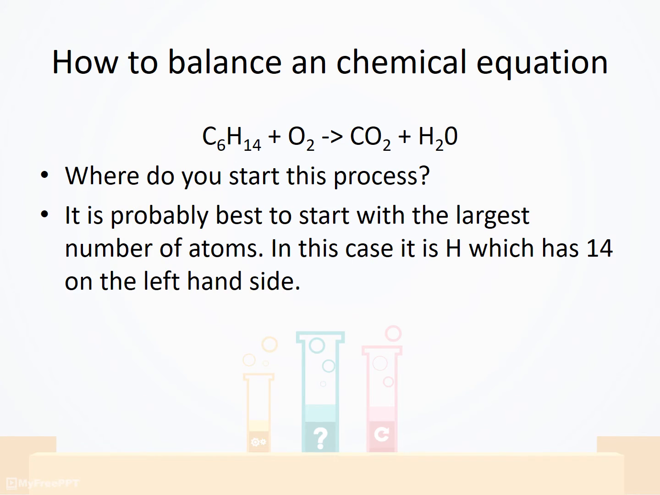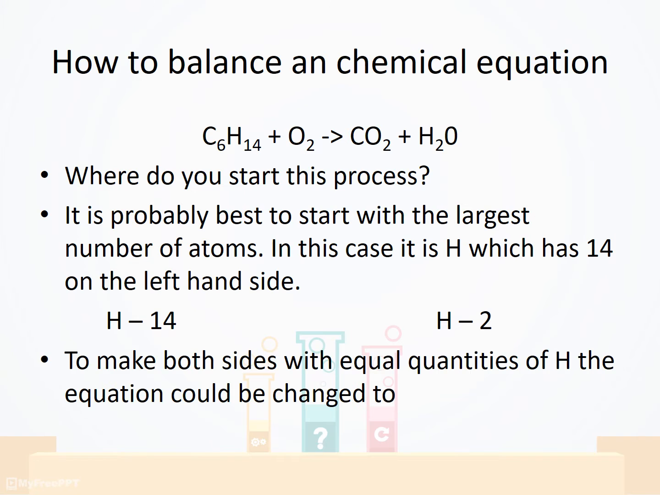Well, it's probably best to start with the largest number of atoms. And in this case, hydrogen has 14, well, there's 14 hydrogen atoms on the left-hand side. So let's start with this one. Now we need to get the same amount on the other side. At the moment, we've got 14 on the left and 2 on the right. To make both sides equal, we have to get 14 on both sides. So what we've done here is we've actually, on the right-hand side, multiplied water by 7, because 7 times 2 is 14.